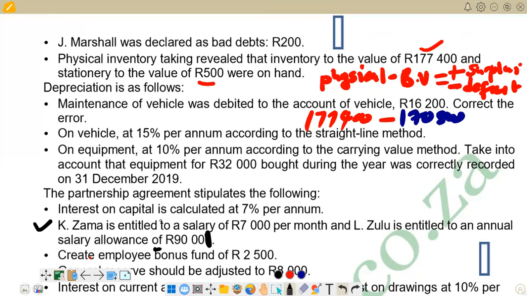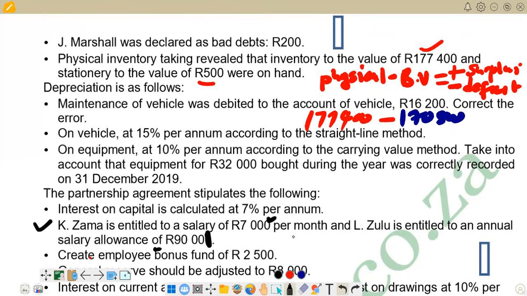But this one, which is being paid monthly, we include in the statement of profit and loss. So the salary that is going to be in the statement of profit and loss is this one for 7,000, which is per month. The annual one will go to the statement of changes in equity.